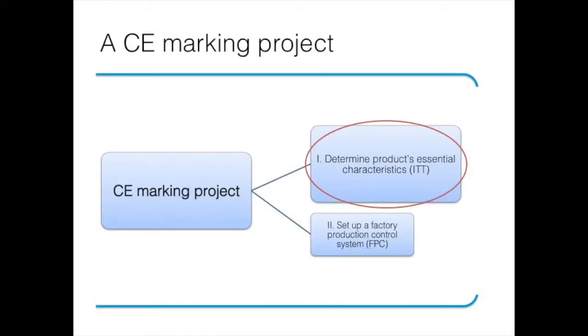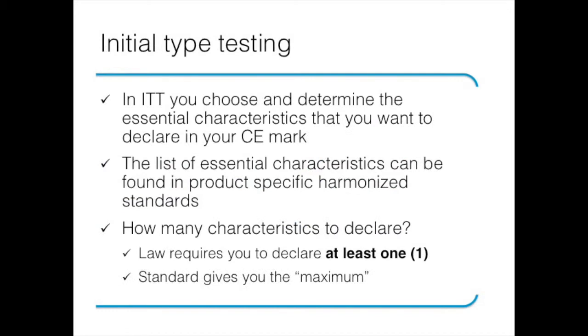The first step to your CE marking is to determine the product's essential characteristics. This is done in a step that is called Initial Type Testing, or ITT. In Initial Type Testing, you choose and determine the essential characteristics that you want to declare in your CE mark. You can't come up with the characteristics yourself, but you can choose them.